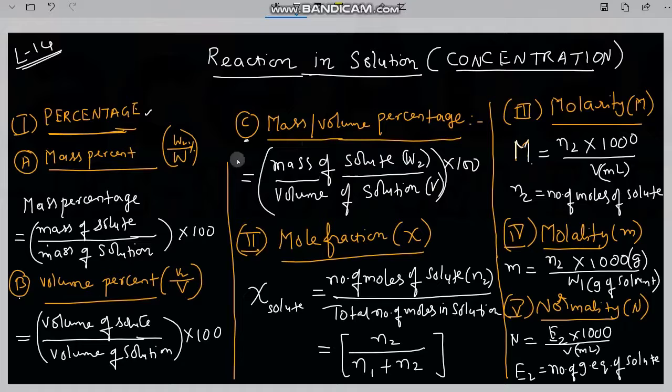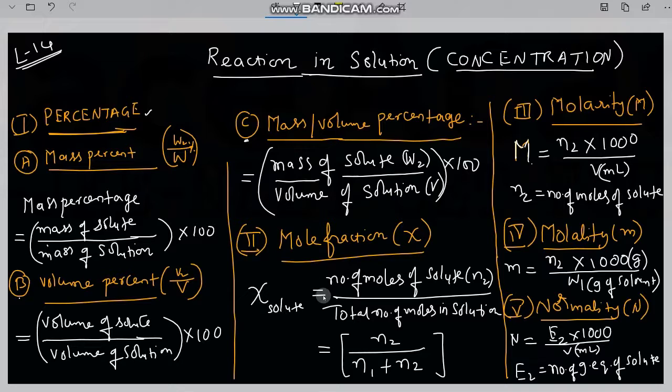So this is where you can find the mass percentage, volume percentage, mass volume percentage problems using these expressions. Second one, mole fraction. The most important concentration term is also called mole fraction. Chi is the symbol for it. Sometimes you can also call it X.